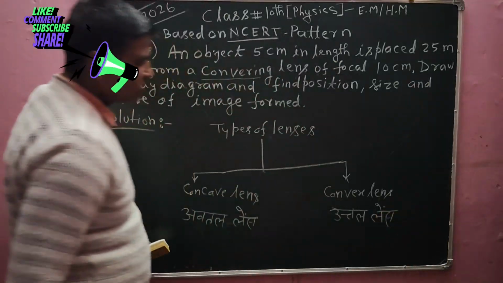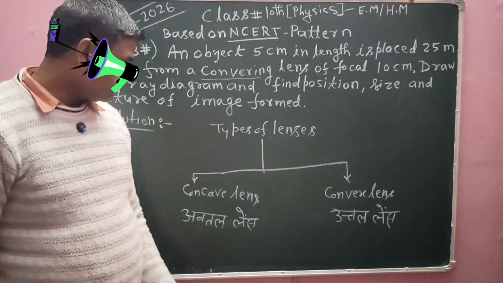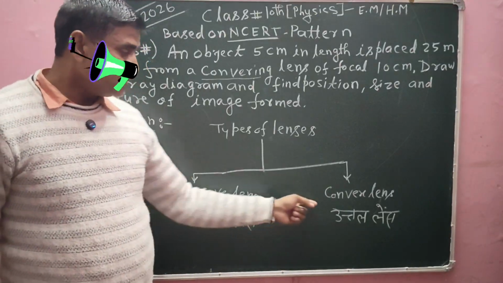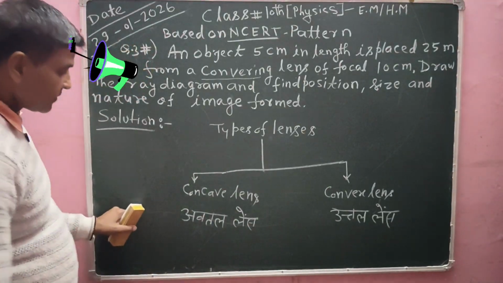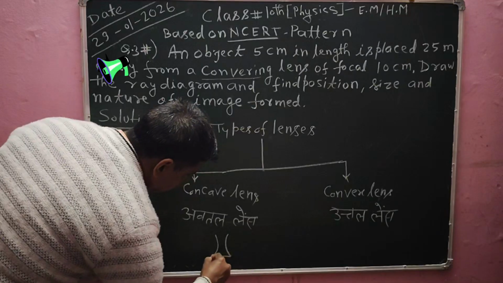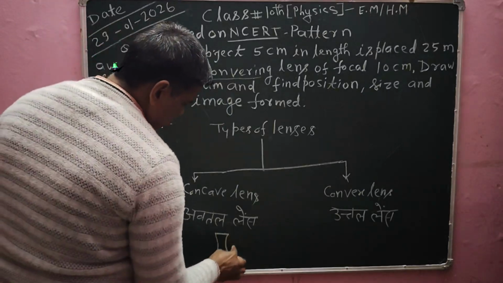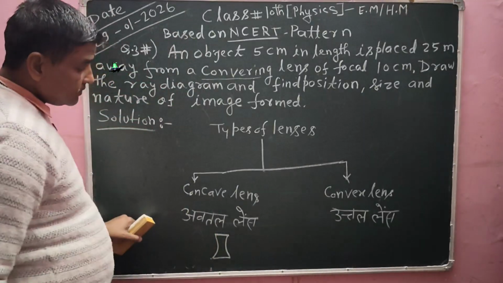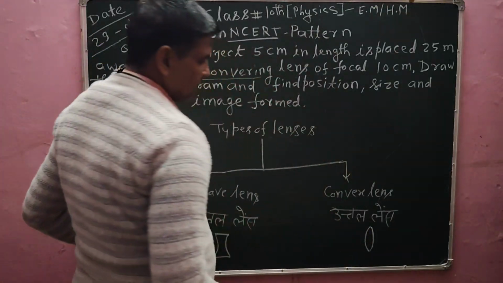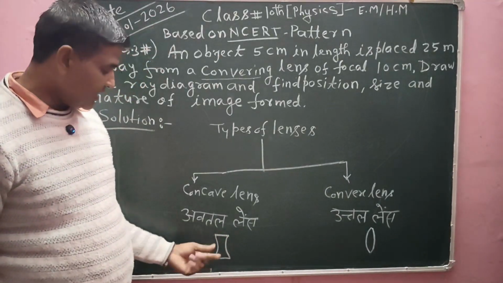I will also explain its diagram. After looking at the lens, I will explain which is the concave lens and which is the convex lens. I will show the diagram like this: this is the diagram of the concave lens, and this is the diagram of the convex lens.